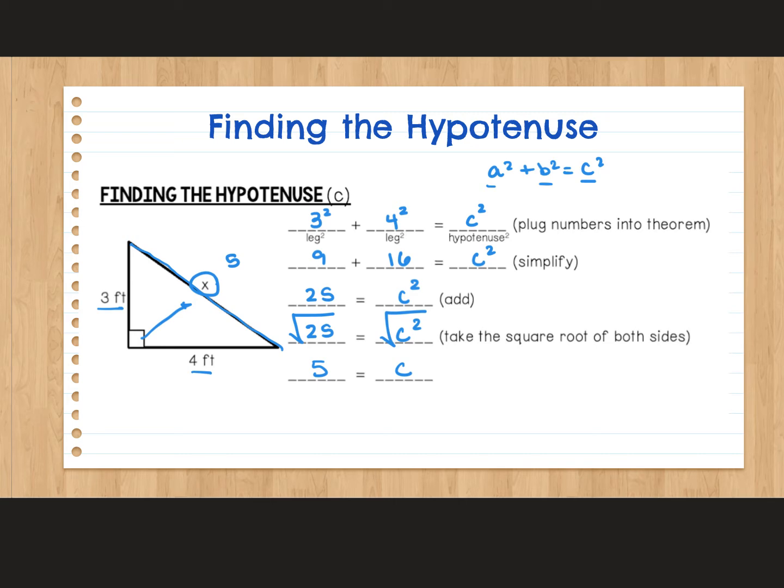So we can test this out. We have 3 squared plus 4 squared is equal to 5 squared. 9 plus 16 is equal to 25. 25 is equal to 25. So our side length is going to be 5 here.